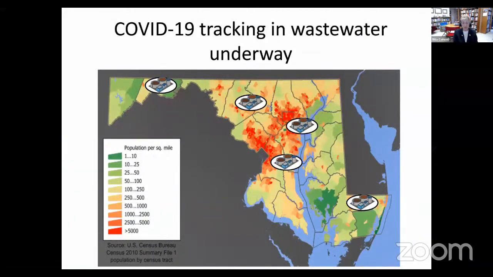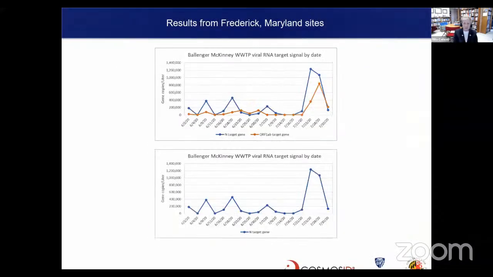We have used that to our advantage by working with the state of Maryland to test sewage plants and their outlets in Maryland, as well as analysis of nursing home sewage outlets, dormitories on college campuses. And in the early study, which we started last June 2020, we showed that in this part of Frederick, Maryland, one location, one city in Maryland, that there was a peak where that blue line is the N target genes recommended by CDC. The orange line are additional genes that we have used in our study, as well as the N genes, to confirm detection of the virus.